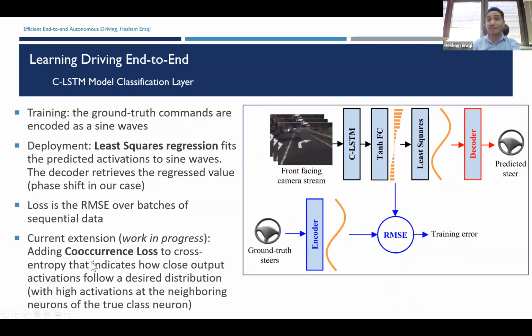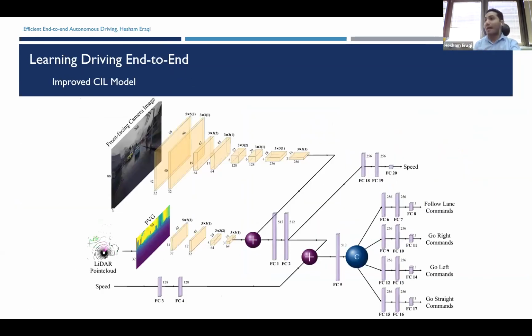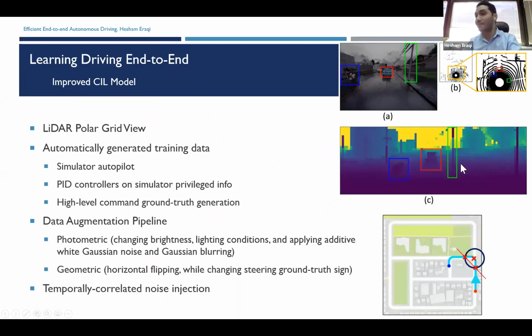Currently, actually, we are investigating other methods that impose that spatial relationship, namely adding the co-occurrence matrix based loss to the cross entropy loss, which is showing very initial promising results that we are going to publish very soon. And very quickly, you can add the LiDAR input at the feature level to the camera input in the conditional imitation learning approach by encoding it as a polar grid view representation, as you can see from this image.